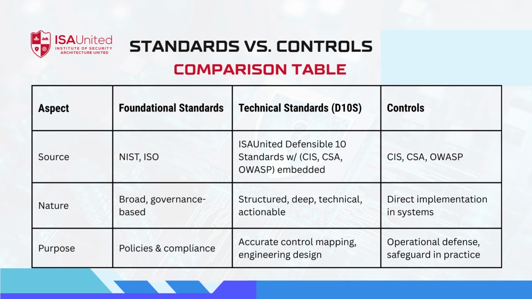Lastly, we have the actual controls, the safeguards you implement in real systems, such as MFA, firewall rules, IDS signatures, or encrypted storage. Think of it as a chain. Foundational standards guide the technical standards, and technical standards enable you to map and apply the actual controls that stop or plug threats. This layered view ensures we design and build security with engineering precision, not just compliance checkboxes.